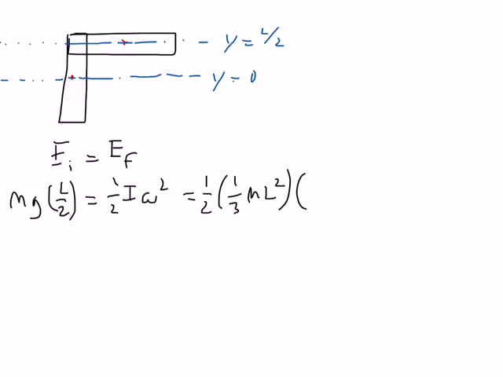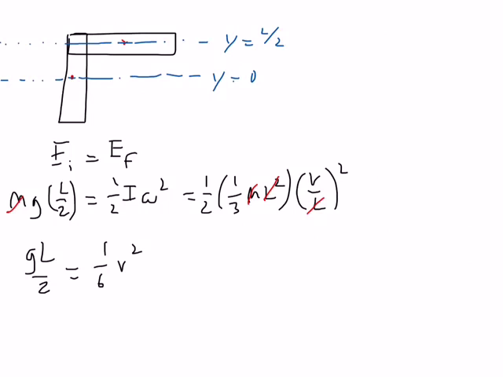And we care about the speed, so the linear speed of the end of the rod, which is a distance L from the pivot point, right? So omega is V over L. Okay? So a couple things we can do very quickly. First, we have an L squared and an L squared, those cancel. We have an M and an M, those cancel. So we clean up all this, we get gL over 2 equals 1/6 V squared.